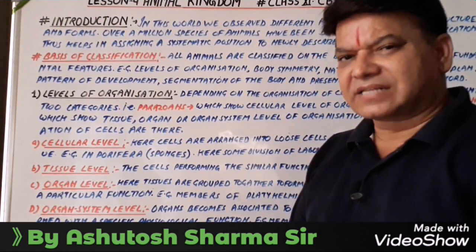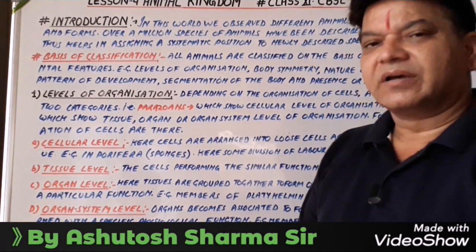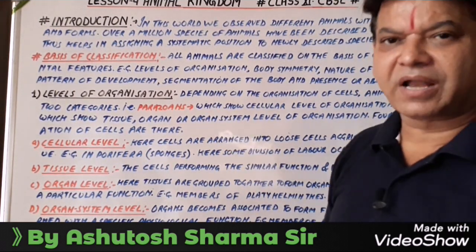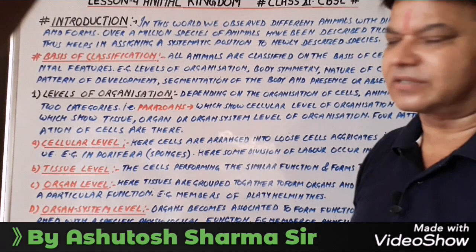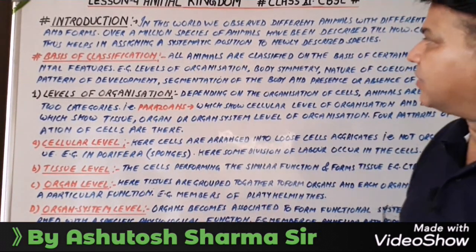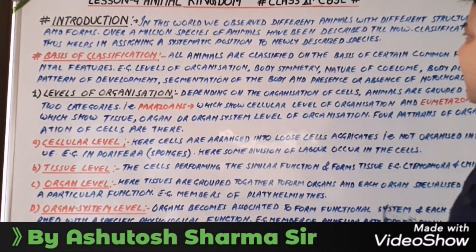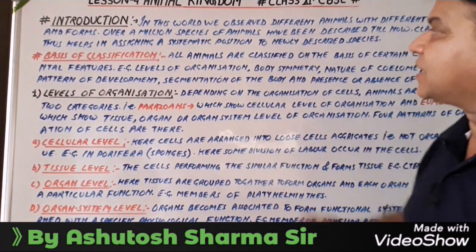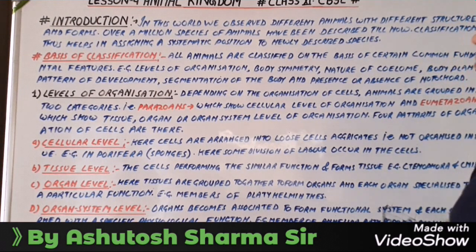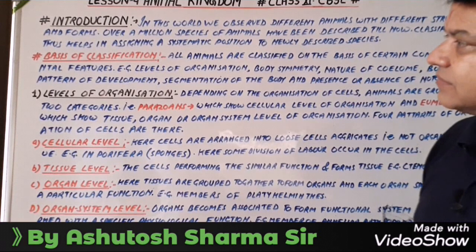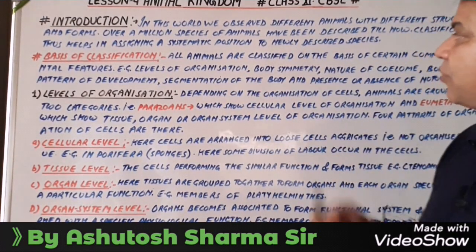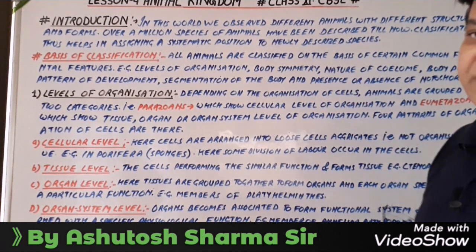We study lesson 4, Animal Kingdom, class 11th biology. So let us first go through the introduction of the lesson. In this world we observe different animals with different structures and forms. Over a million species of animals have been described till now. Classification thus helps in assigning a systematic position to newly described species.